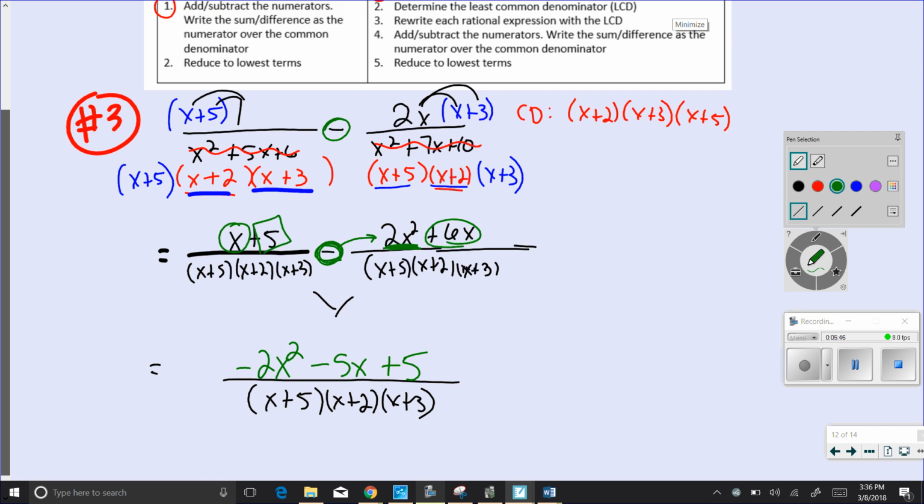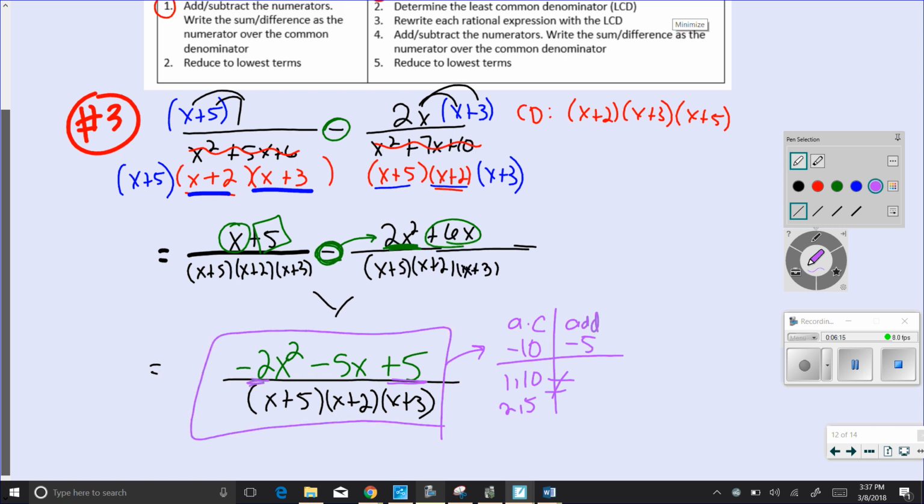Now I want to make sure though that I can't simplify this at all. If I were to simplify it, that would mean that I would be able to factor that numerator. If I try to factor it, a times c, so negative 2 times 5, gives me negative 10. Are there any factors of negative 10 that would add to give me negative 5? The factors of 10 are 2 and 5, 1 and 10. And there's no way to make that happen, which means I can't factor it, which means this is my final answer.